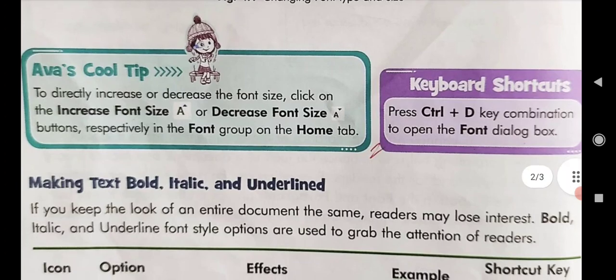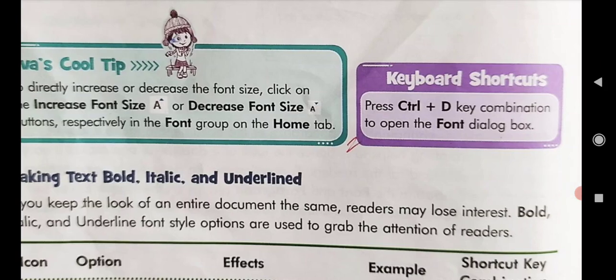There is a shortcut key also. Press the Ctrl plus D key combination to open the Font dialog box. To open the Font dialog box, we have to press the combination key Ctrl plus D. This is the shortcut key to open the Font dialog box. I think this must be understood.